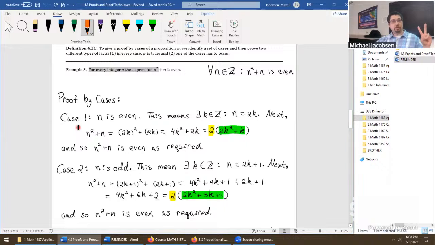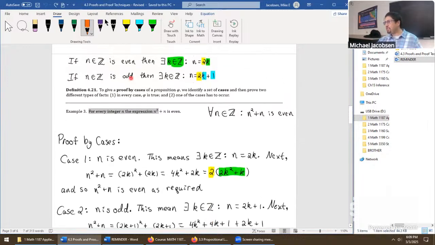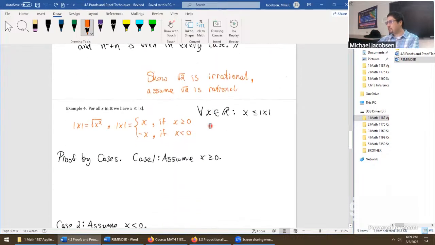That means we did 2 proofs. Whatever the case was, even or odd, we showed n squared plus n happened to be even because it's twice some other integer. And that's the essence of proof by cases. These proofs, it's less about the mathematical content here, and it's more about the logic of how we're attacking these. So let's try out another one right down below.